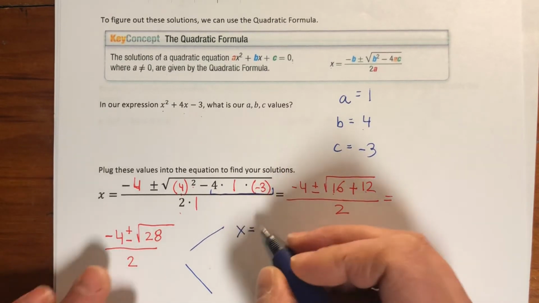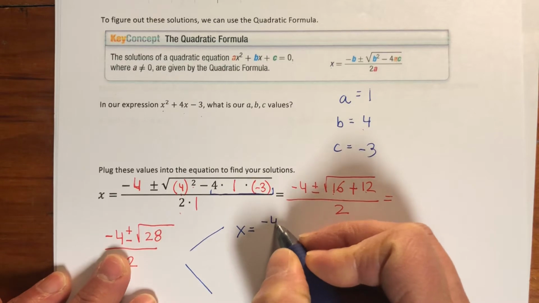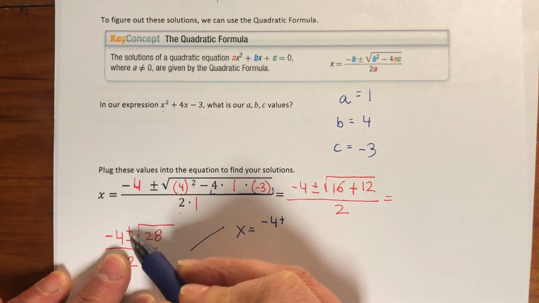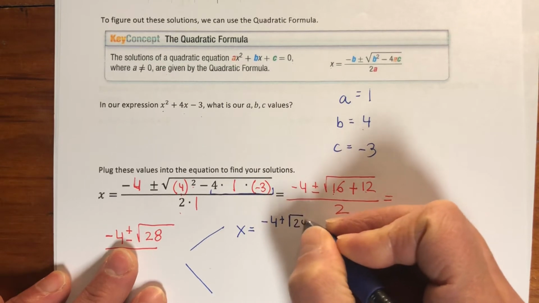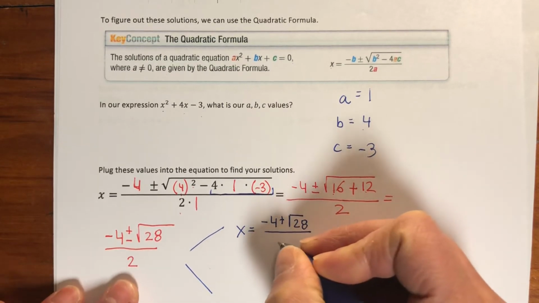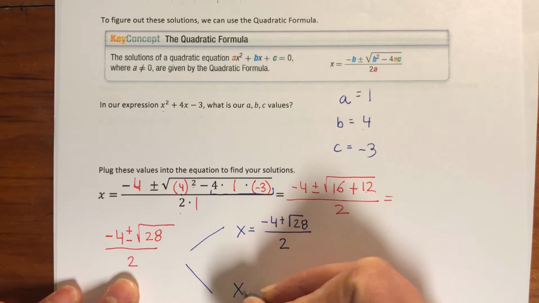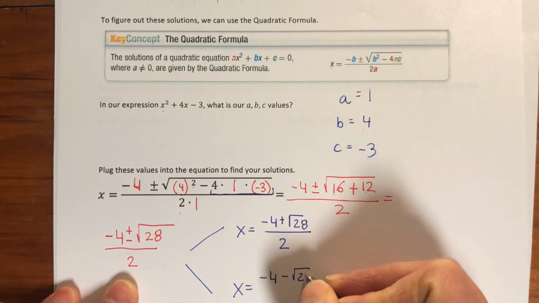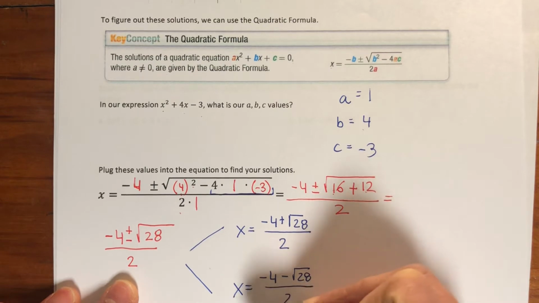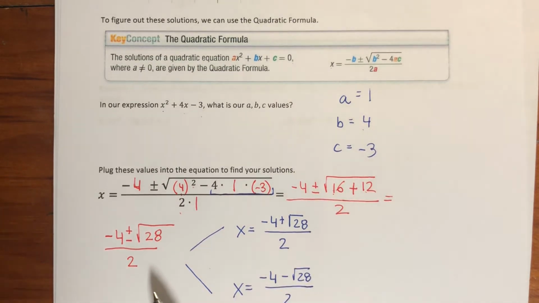x is going to be equal to -4, and I am going to use one of the signs. So I'm going to say plus square root of 28. Again, I'm going to clean this up in just a second, over 2. And my second option is -4 minus square root of 28 divided by 2. So I separated this expression as it had both positive and negative signs in it.